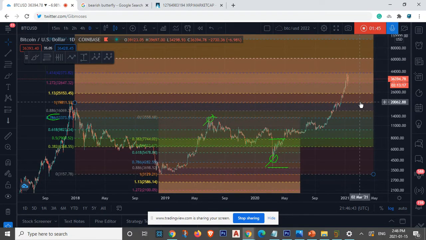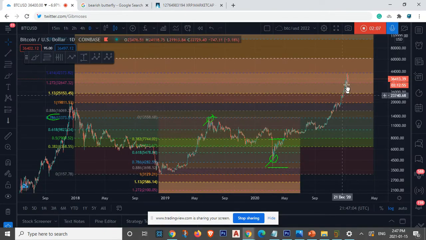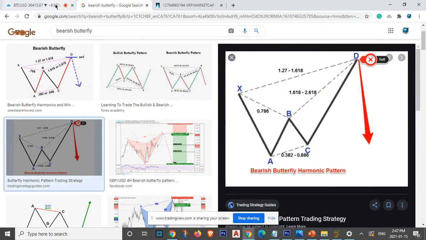This is where the bearish butterfly forms. If you don't know what that is, I have it pulled up. This is what happens. So we develop this pattern. Algorithms do their thing, market makers, all those people, investors. Once we reach D point, this is where you should be taking profits, right? This is where we should be expecting some kind of retracement to the downside.